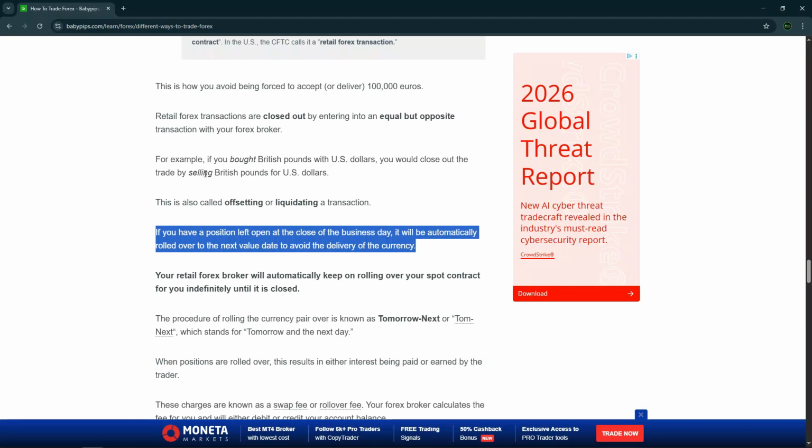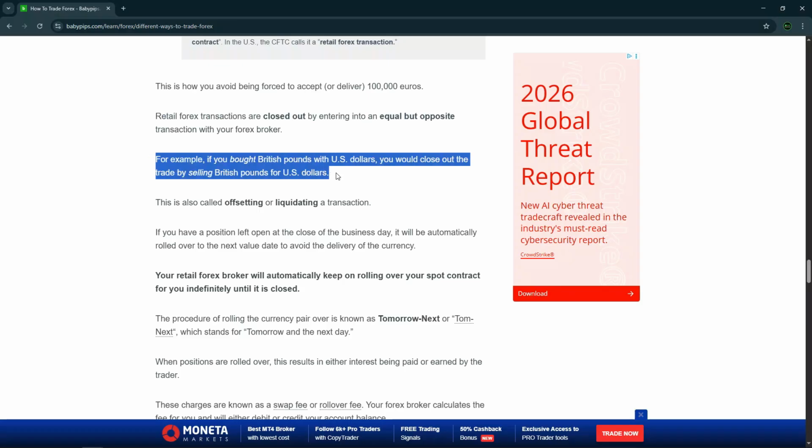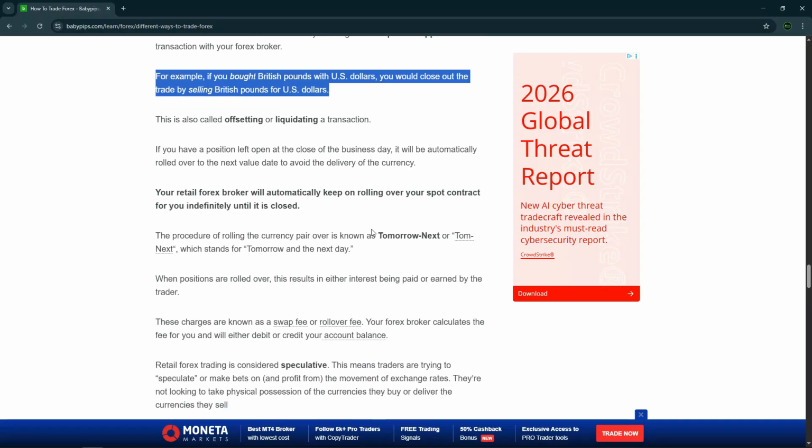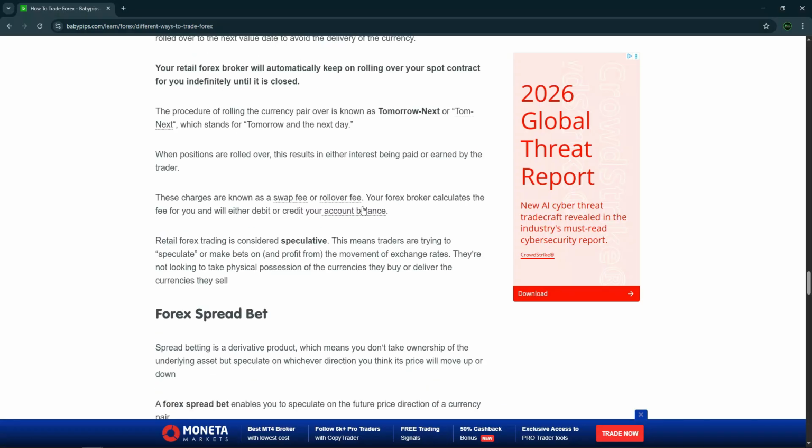When you want to exit a trade, you simply close it. If you bought, you close by selling. Your profit or loss is the difference between your entry price and your exit price. If your trade stays open overnight, you may either pay or receive a small fee. This is called a swap or rollover fee. So in simple terms, retail forex trading is all about speculation. You're not exchanging real currencies. You are trying to profit from price movements in the market.